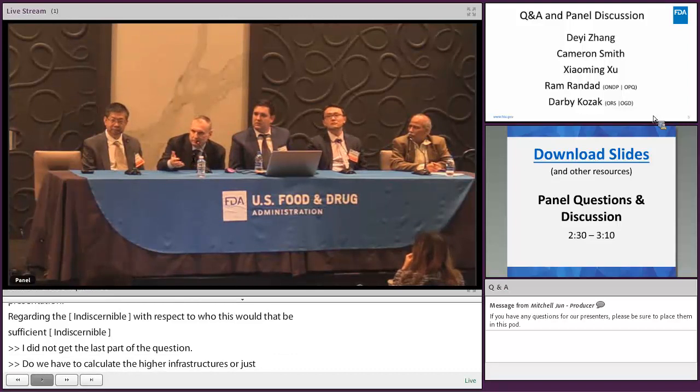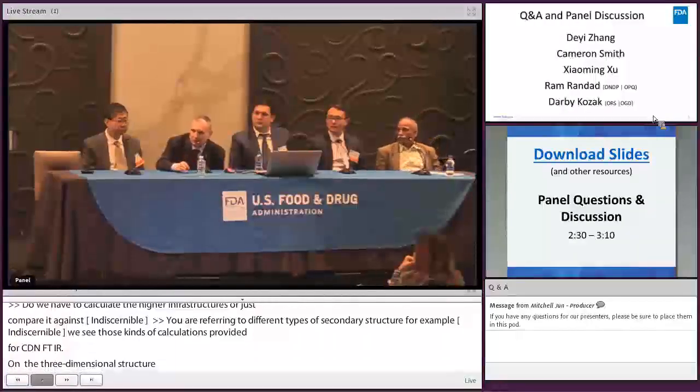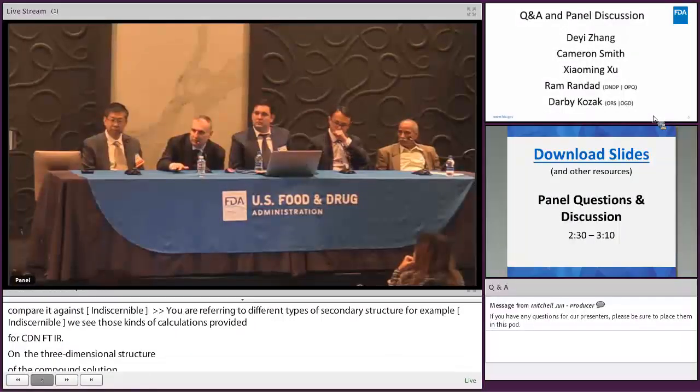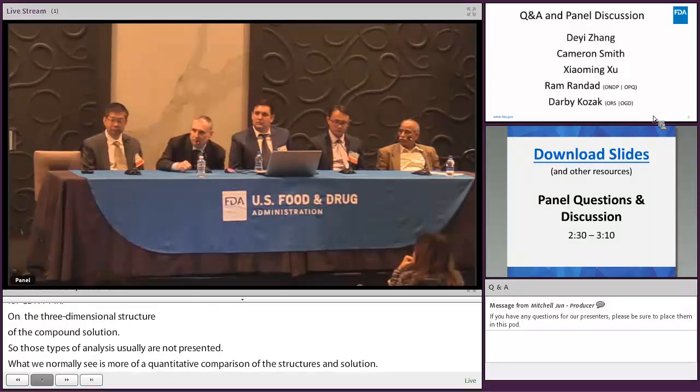you're referring to different types of secondary structure, for example, alpha helix, beta sheet. We see those kinds of calculations provided for both CD and FTIR. For NMR, we're more interested in the overall three-dimensional structure of the compound in solution. So those types of analysis usually aren't presented. What we normally see is more of a qualitative comparison of the structures in solution. There are a number of agency publications that I can refer you to if you come ask me later on. I can give you those references.